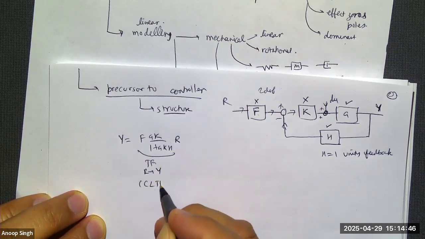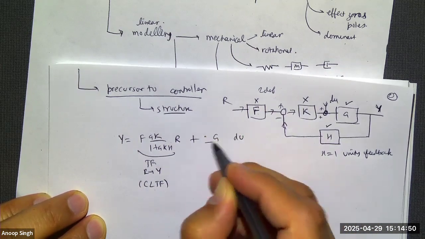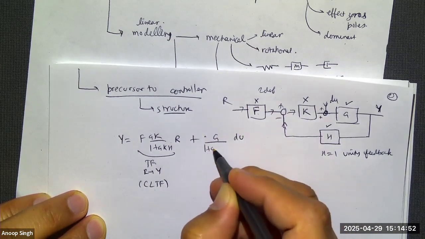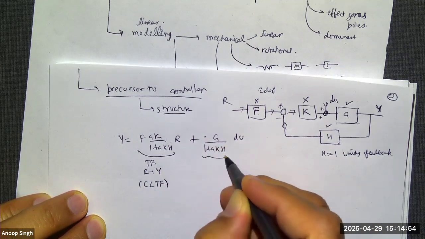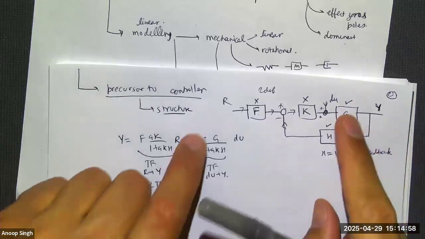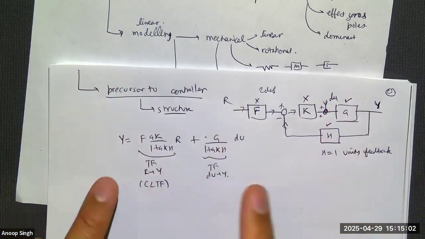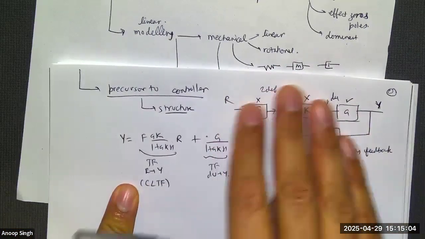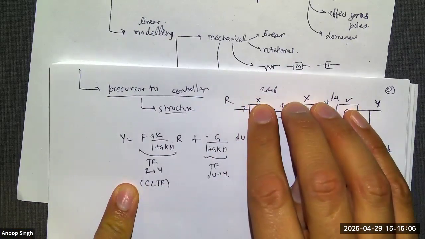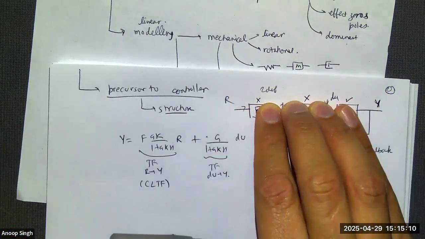We also call it closed loop transfer function. And then the disturbance multiplied by G over 1 plus GKH. This is a transfer function from disturbance to output. So the output depends upon the 2 overall inputs which are falling into the system. So you can reduce this block diagram into 2 blocks, one relating R to Y, one relating disturbance to Y.